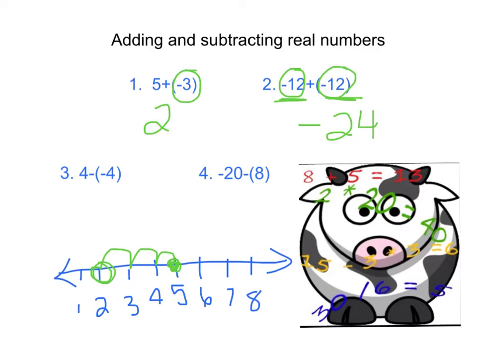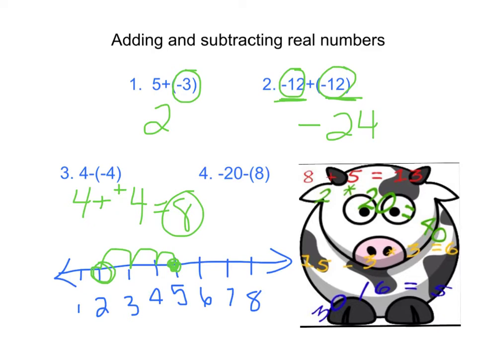Alright, subtraction is a little different. What I like to do with subtraction is make all of them into addition problems because we're better at those. So when I have number 3, I have 4 minus a negative 4. When I have two negative signs in a row, it's the same as making it 4 plus a positive 4. It's the same as making it plus the opposite of the number. So 4 plus 4 is just 8, and there's your answer, 8.